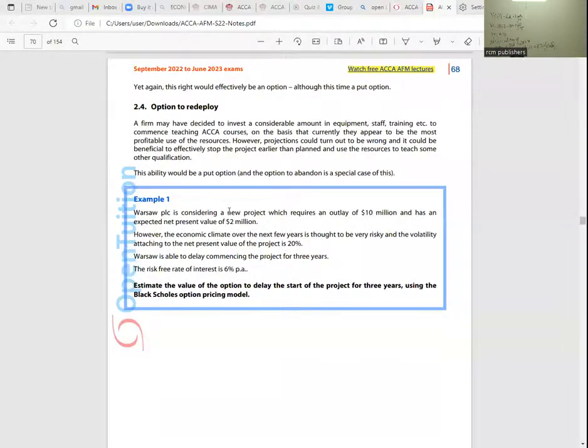So I'm giving you 5 minutes. You attempt this question. Warsaw PLC is considering a new project which requires an outlay of 10 million and has an expected net present value of 2 million. However, the economic climate over the next few years is thought to be very risky, and the volatility attaching to the net present value of the project is 20%. So volatility, is volatility the same as standard deviation or the same as variance? Can somebody help me here?